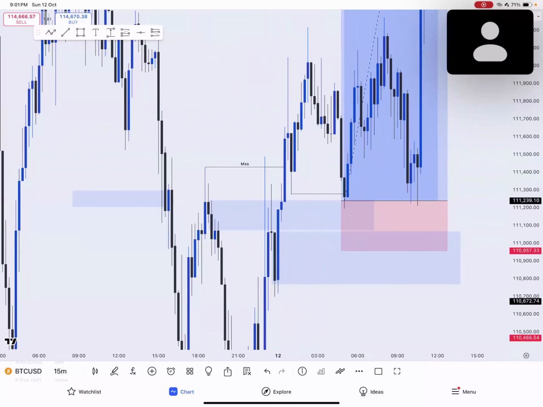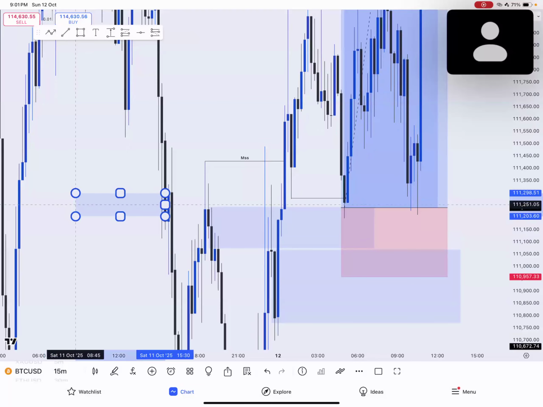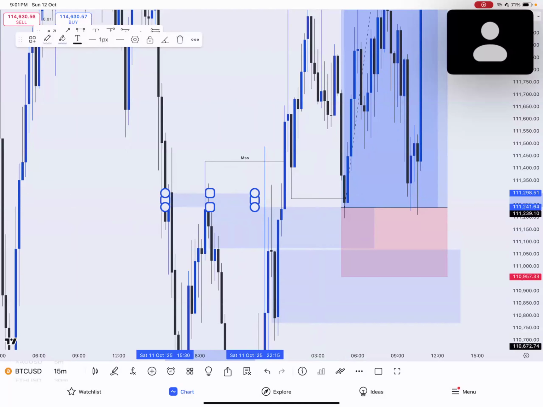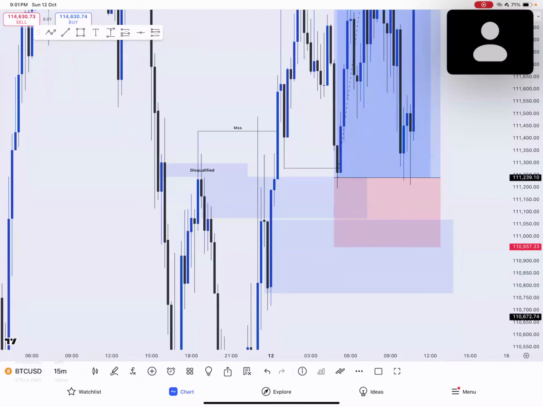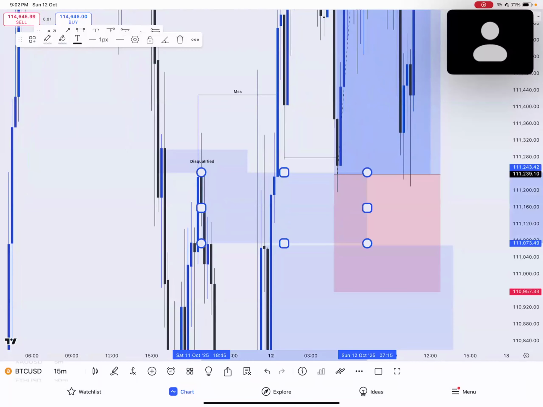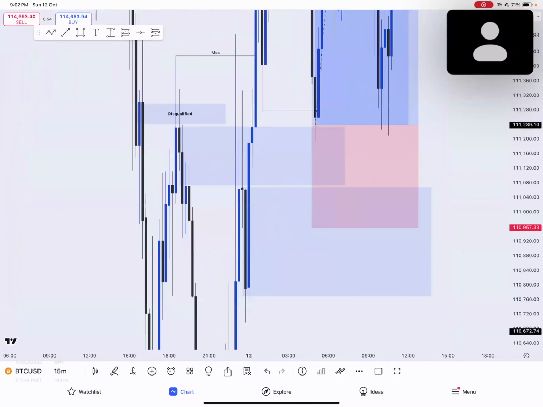Third rule, the point of interest needs to be unmitigated. When the market was creating the inducement, this breaker block up here, the market touched it and mitigated it. So automatically I'm disqualifying this breaker block and it's no longer part of the entry. Disqualified. Which now leaves me with what? This breaker here and this other block down here.